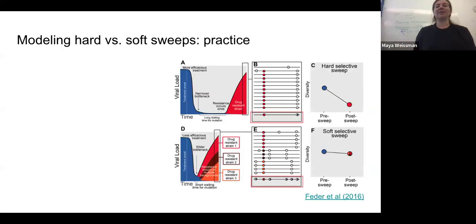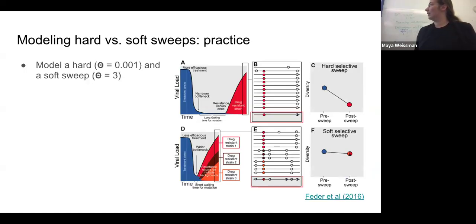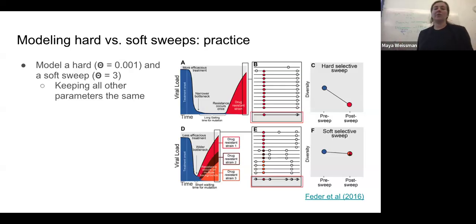So grab a SLiM piece of code and we're going to practice modeling hard and soft sweeps. Again, you can take what you wrote. I think everybody wrote an adaptive variant version yesterday. So take that and put the mutation rate for the beneficial locus equal to theta, or scaled to be equivalent based on theta. And run your code, keeping all of your other parameters the same.